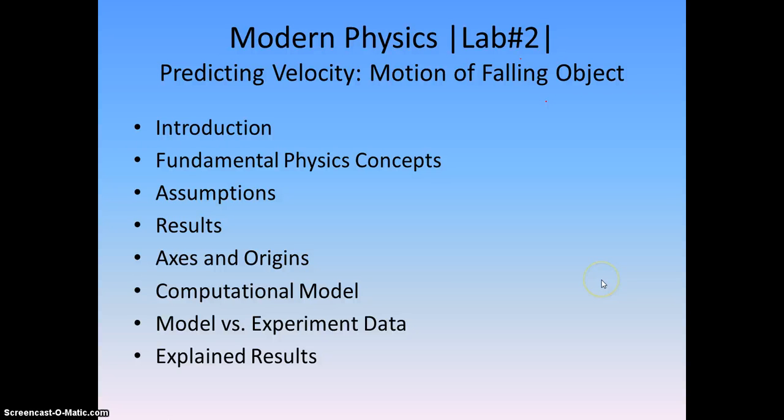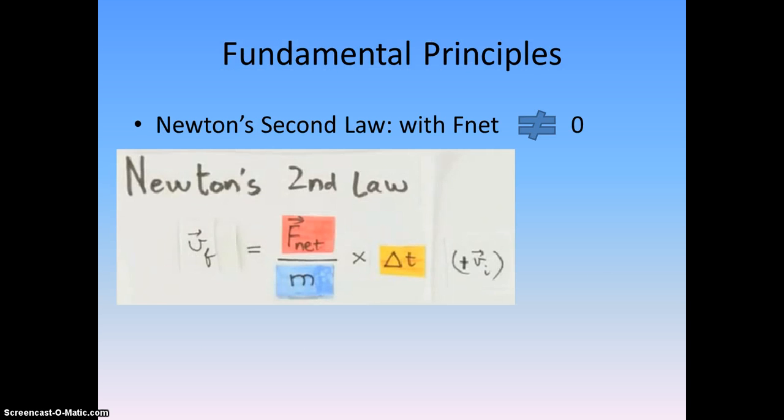Welcome to Modern Physics Lab number 2, where we're going to be predicting velocity and looking at the motion of a falling object. First we're going to go over the fundamental physics concepts, talk about some major assumptions, look at our results, talk about our axes and our origins, look at our computational model and how to construct it, and then compare that model with our experiment data, and explain the results.